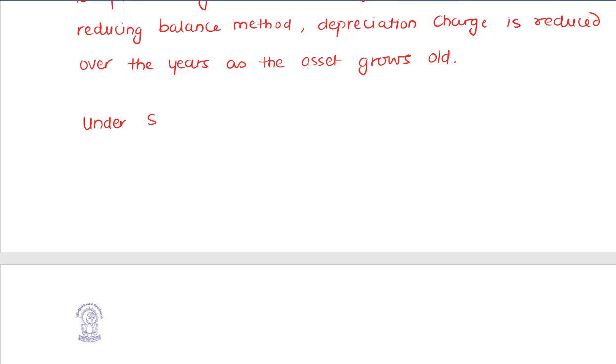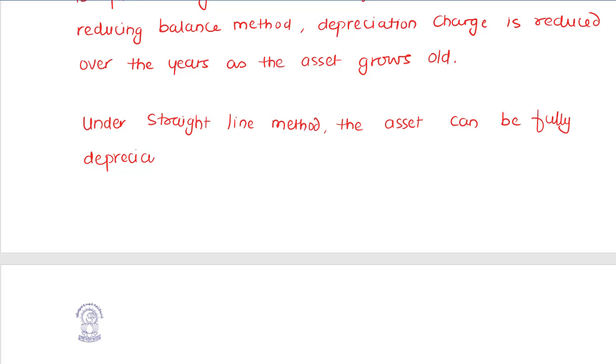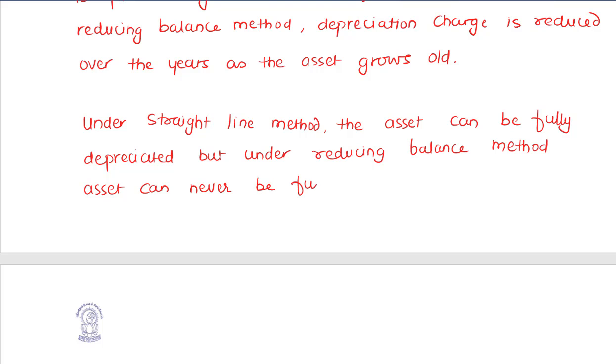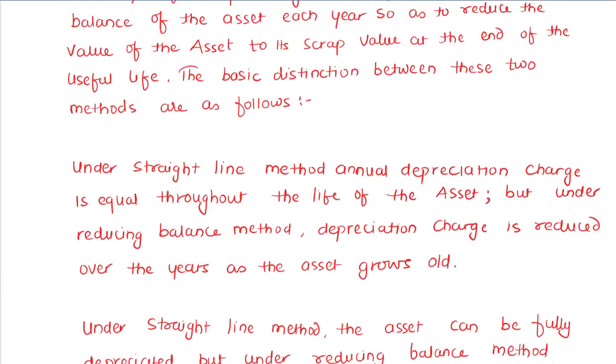Under straight line method, the asset can be fully depreciated, but under reducing balance method, asset can never be fully depreciated.